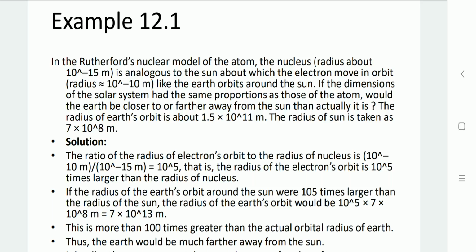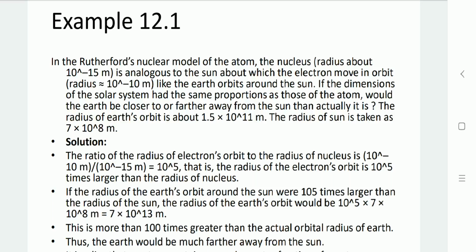Actually, the radius of earth's orbit is 1.5 into 10 raised to 11 meter, and the radius of the sun is taken as 7 into 10 raised to 8 meter. If we take the ratio of the radius of the electron's orbital path to the radius of the nucleus, that is 10 raised to minus 10 over 10 raised to minus 15, the ratio is 10 raised to 5. So the radius of the electron's orbit is 10 raised to 5 times larger than the nucleus.